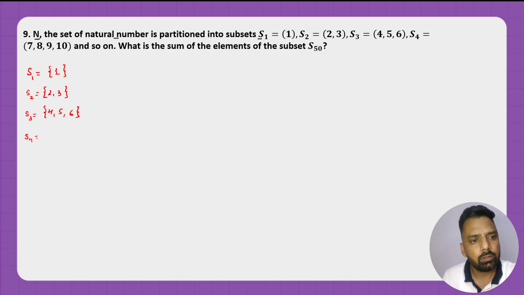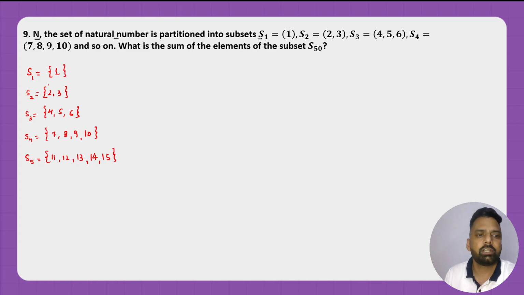Then S4 will have 7, 8, 9, 10. The fifth set will have 11, 12, 13, 14 and 15. So the set number is the number of elements in that set. If it is set 1, there is one element, set 2 has 2 elements, set 3 has 3 elements, set 4 has 4, set 5 has 5, and so on. We have to find the sum of the elements in S50. We know S50 will have a total of 50 elements.